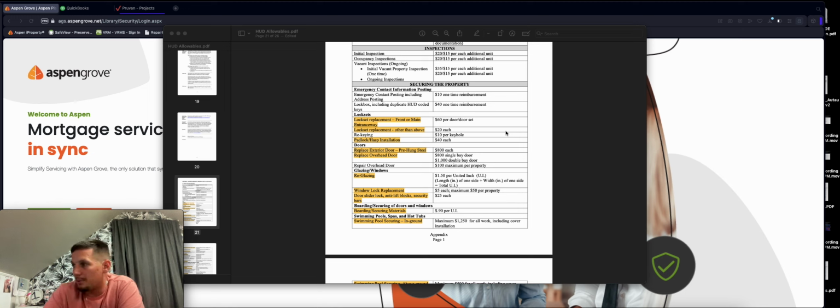Window lock replacement. To me, this one should be the exact same price as the one below that, which is the slider lock. So the slider lock for your double doors is $25 each, so $18.75 or whatever. I think the window lock should be the exact same price. I do not think it's even worth the time it takes to do it.